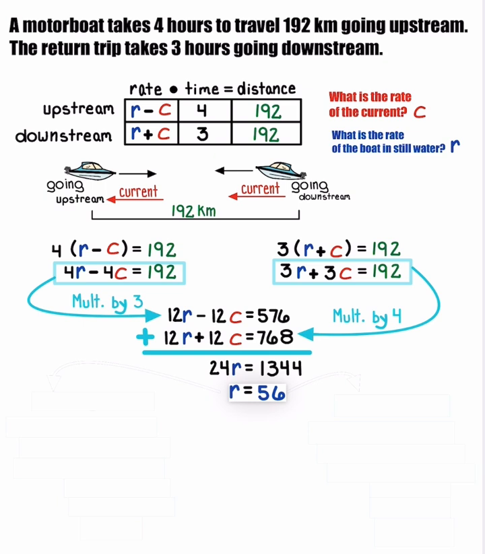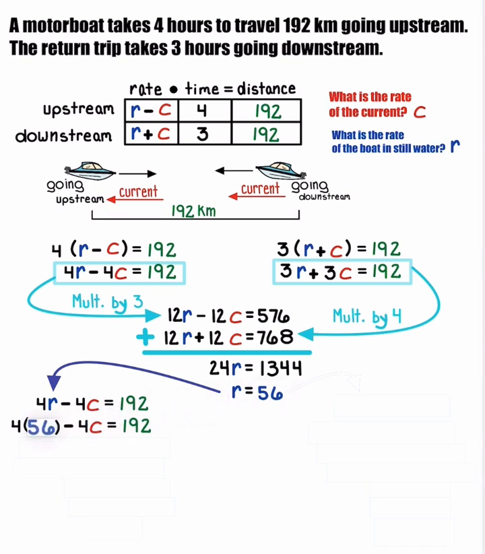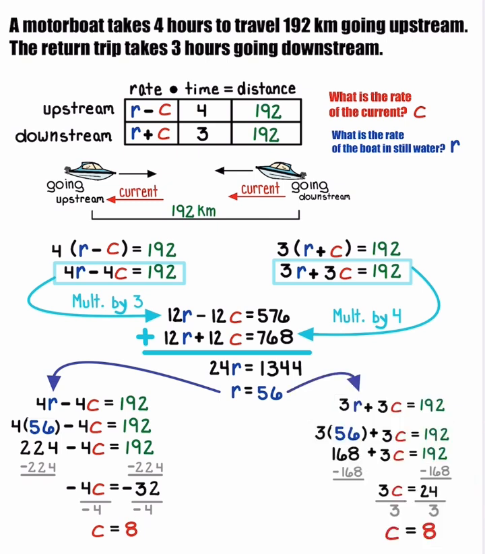So now let's substitute 56 back into either one of the equations we created. It doesn't matter which equation we select, we'll get the same answer. So starting with the equation on the left, I'm replacing the R with 56. 4 times the 56 gives me 224. Subtract that over. Then divide by negative 4, and I get 8. Although not necessary, I went ahead and substituted 56 into the other equation just so that you could see we would also come up with C equals 8, the rate of the current.